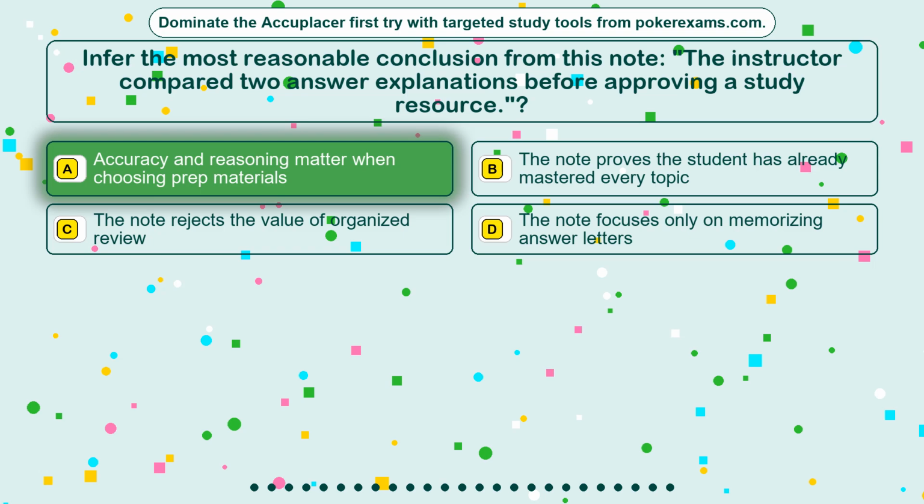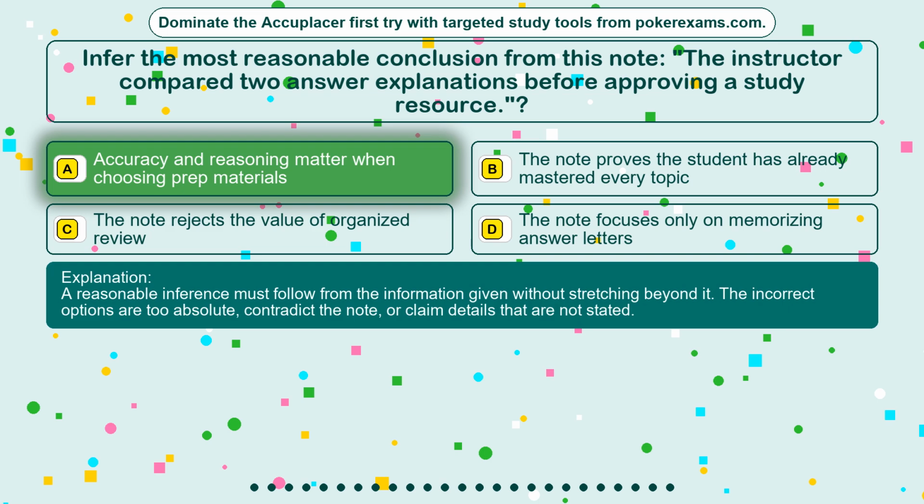The correct answer is Option A, accuracy and reasoning matter when choosing prep materials. A reasonable inference must follow from the information given without stretching beyond it. The incorrect options are too absolute, contradict the note, or claim details that are not stated.